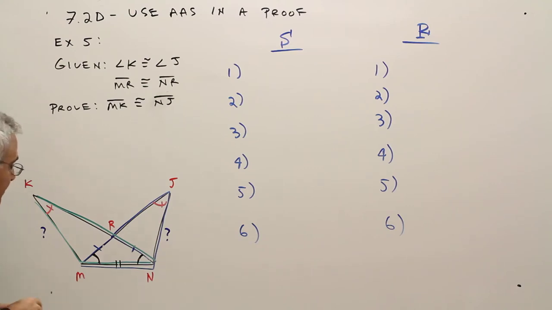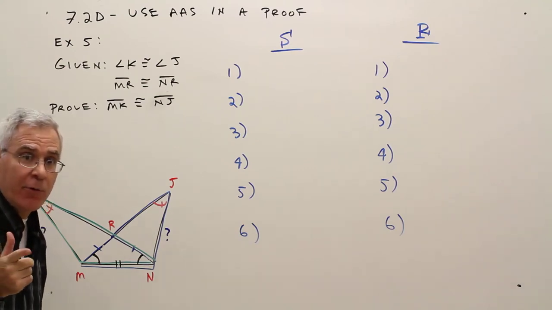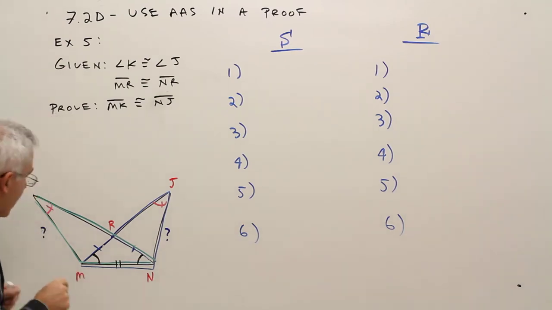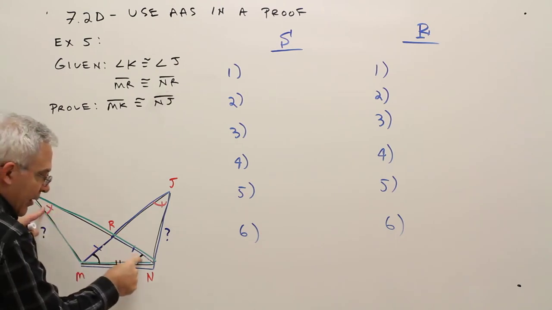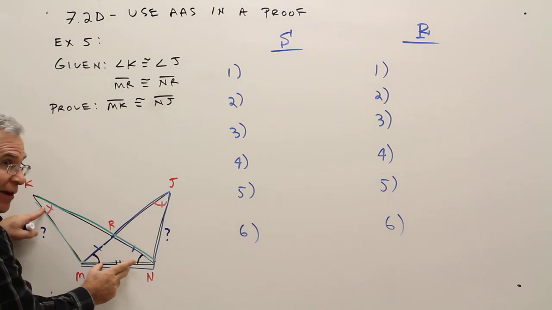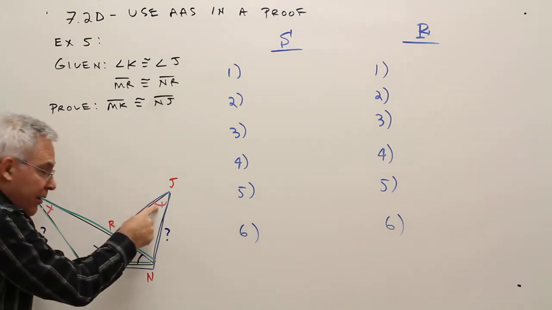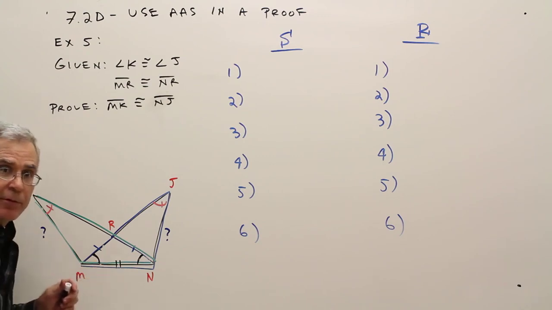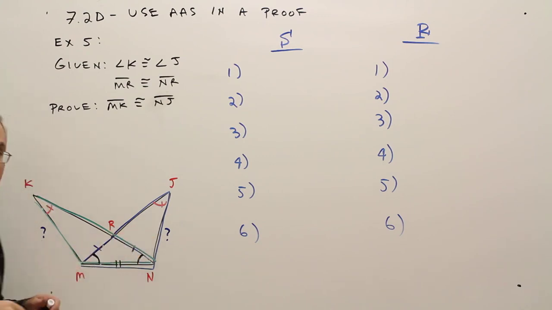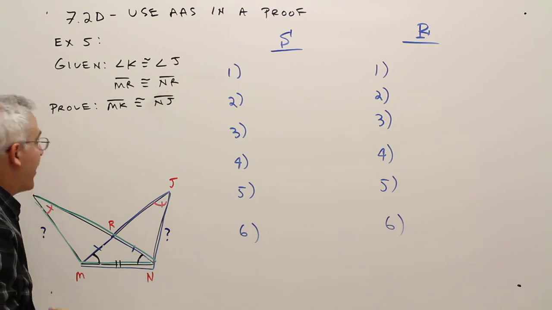Once I do that, the triangles will be congruent by angle, angle, side. Watch. This angle in green, this angle in green, this side in green, this angle in blue, this angle in blue, that side in blue. And then I can get these by parts. So now I'm going to start writing it down.